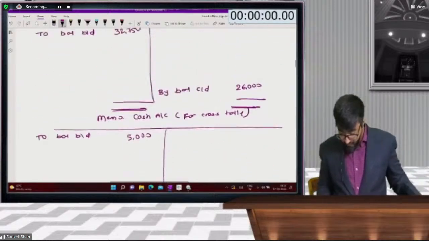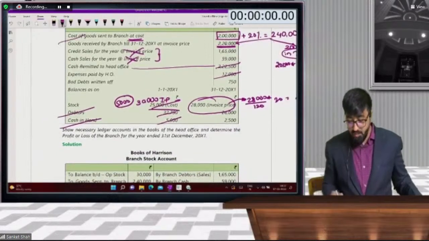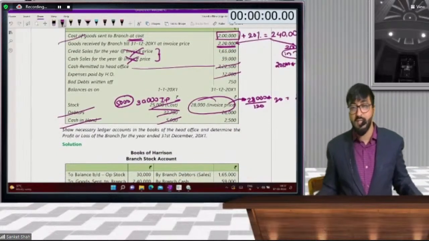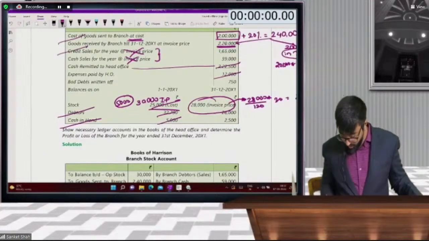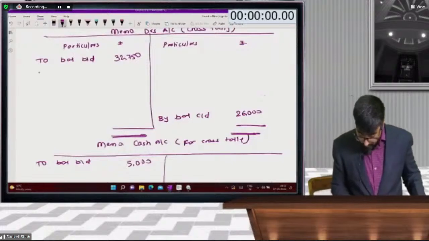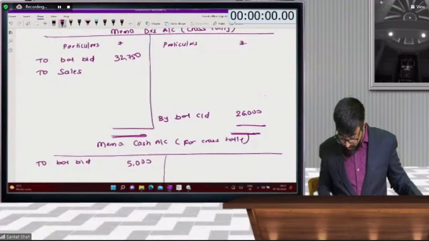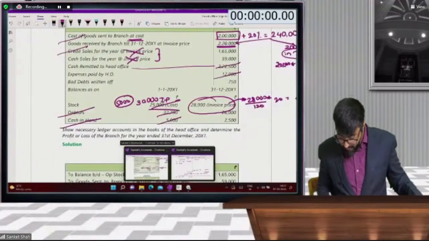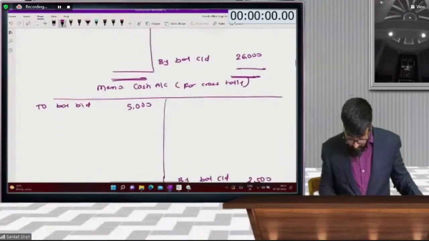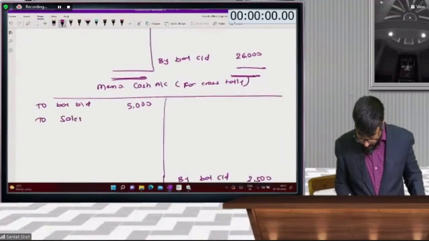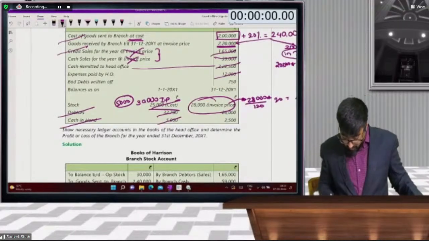Okay. Next one. Now, one by one adjustment. For COGS, the branch account entry will be: branch account will pass the goods sent to branch account debit to HO, not open. Credit sales will be debtors account debit to sales. So the credit sales entry we have to pass. Debtors account debit to sales, 1,65,000. Cash account debit to sales 59,000.